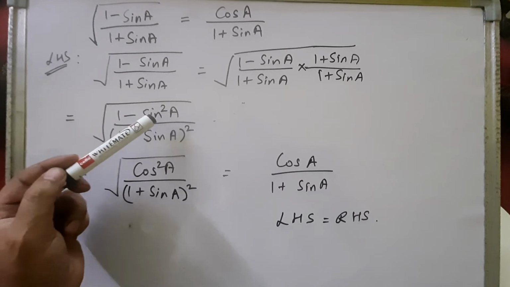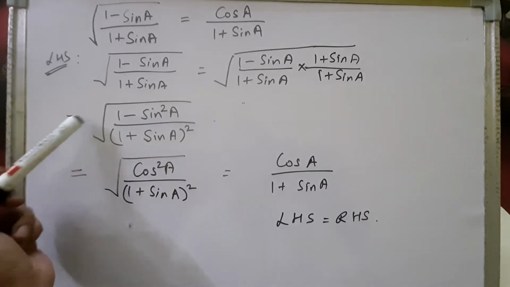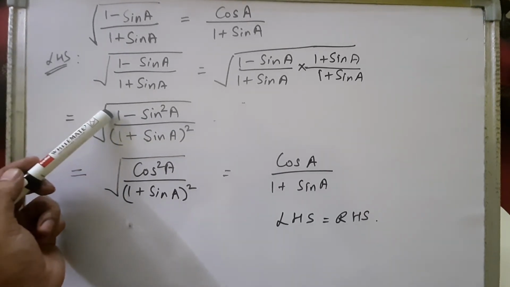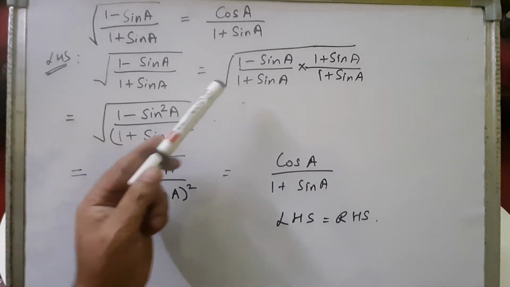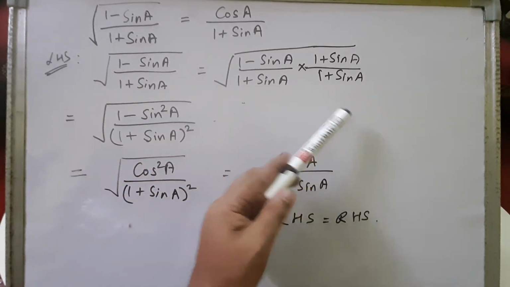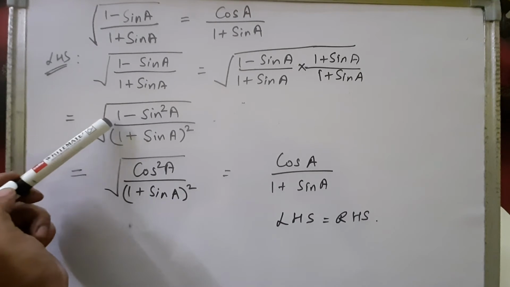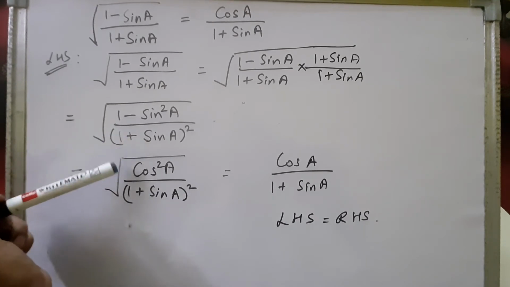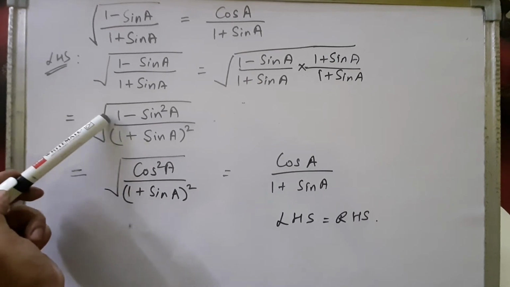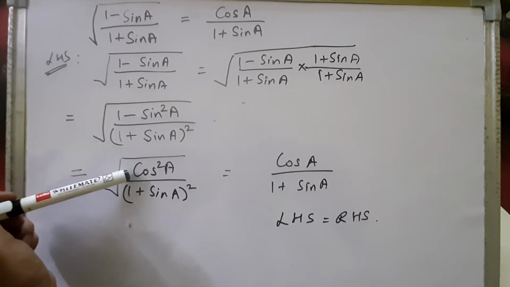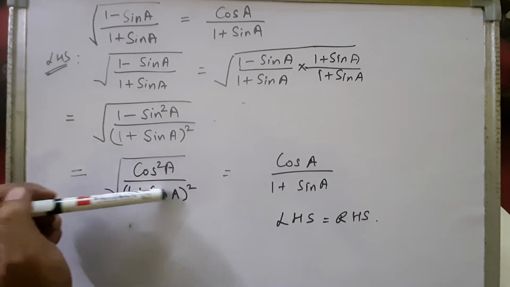The square of sin A will be sin square A. So what will we get? 1 minus sin square A. In the denominator, what will we get? 1 plus sin A into 1 plus sin A, we will get 1 plus sin A to the whole square. Alright children. Now 1 minus sin square A, when we convert it into cos square A, can be written as cos square A. 1 minus sin square A is cos square A. Alright. And upon 1 plus sin A to the whole square.